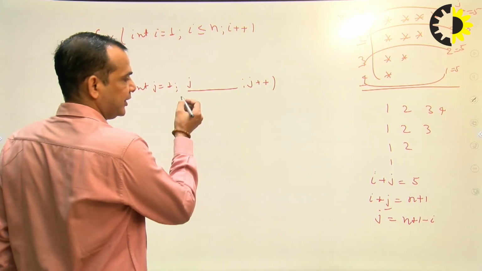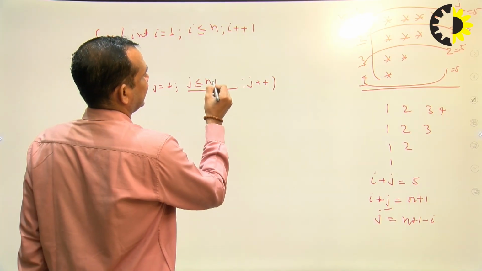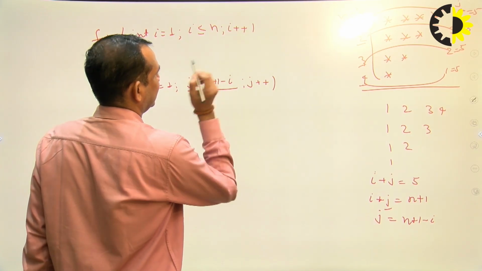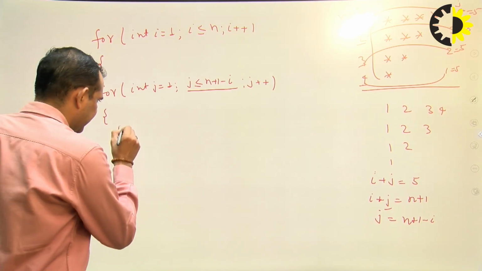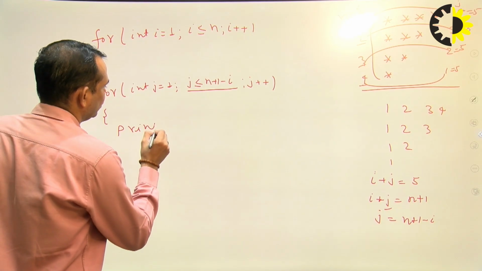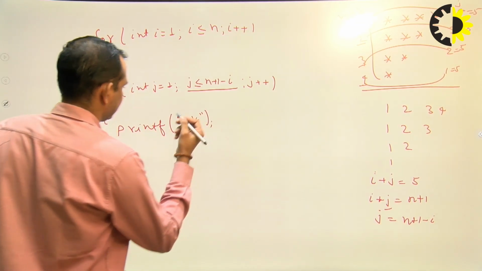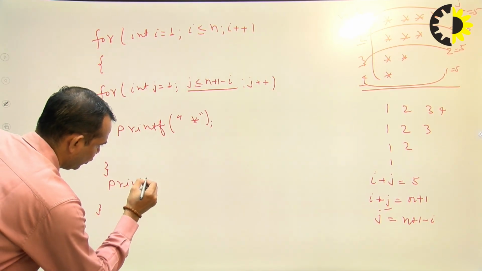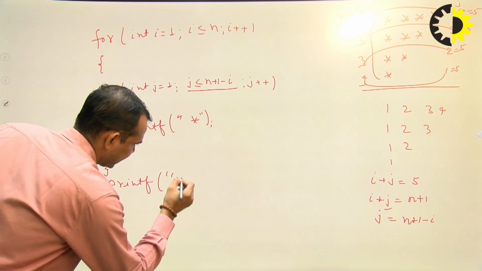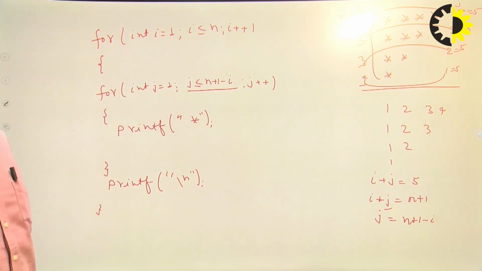So for this, we have to apply the condition i is less than or equal to n plus 1 minus i, and what we have to print is the star. So in this loop we print the star, the bracket closes, and after the j loop we have to move to the next line. So we have to put the backslash n after the j loop completes.